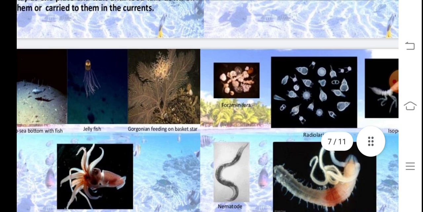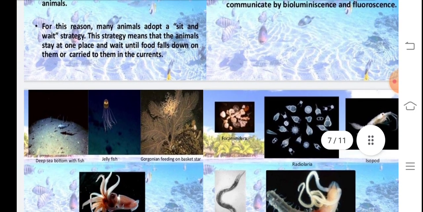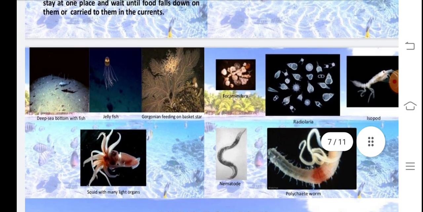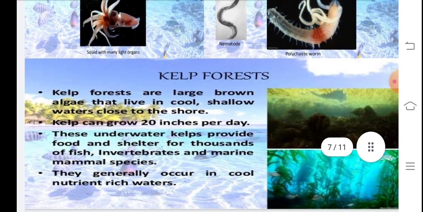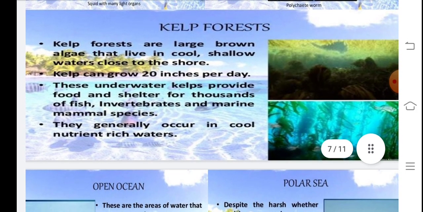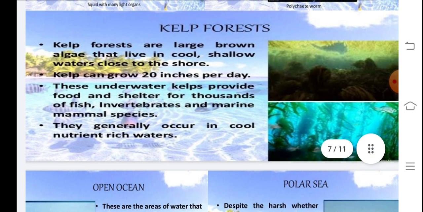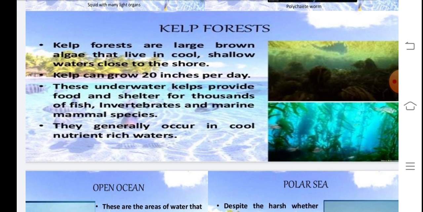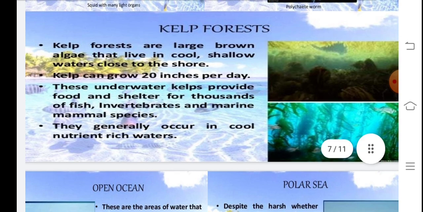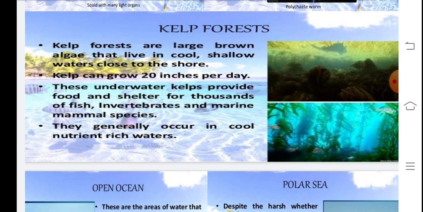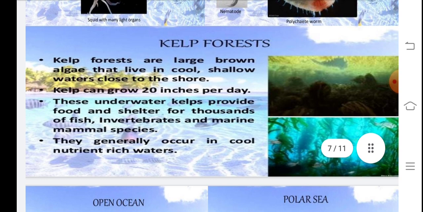So how the coral reefs are developing, I think it is a very interesting part. You go through it properly. Then kelp forest. This is our botanical part, because kelp is nothing but a larger algae, and it develops like a forest under the water.